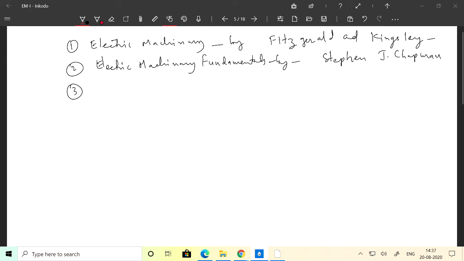One more book is Nagarath Kothari. One more book is Electric Machines by I.J. Nagarath and D.P. Kothari.